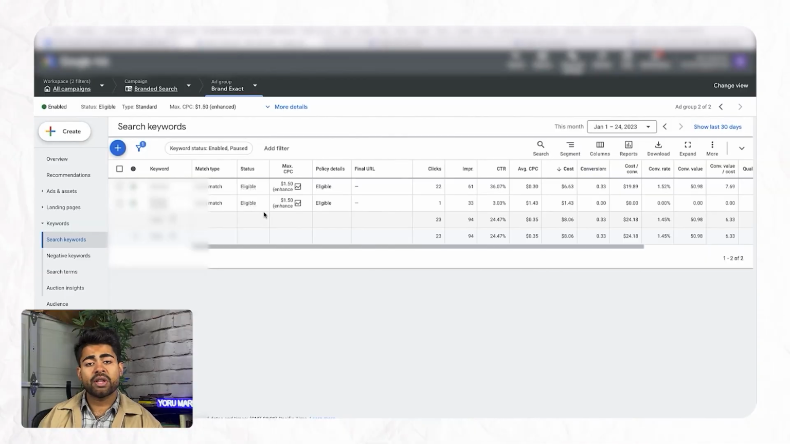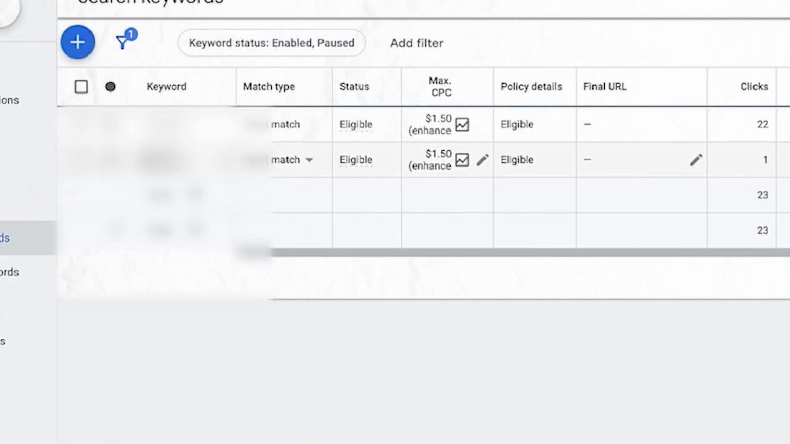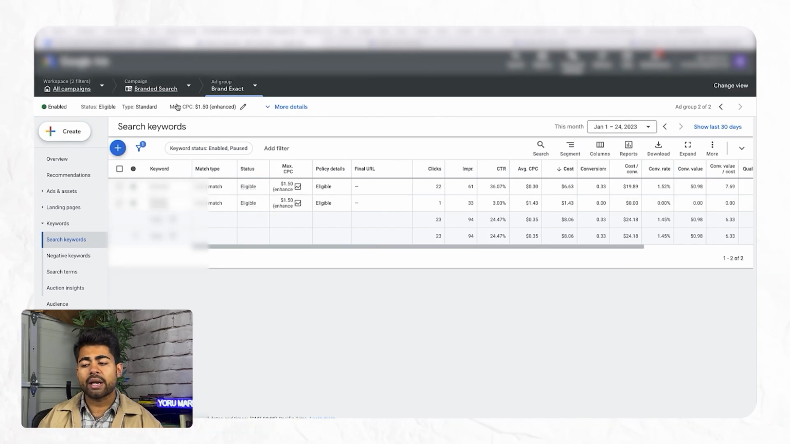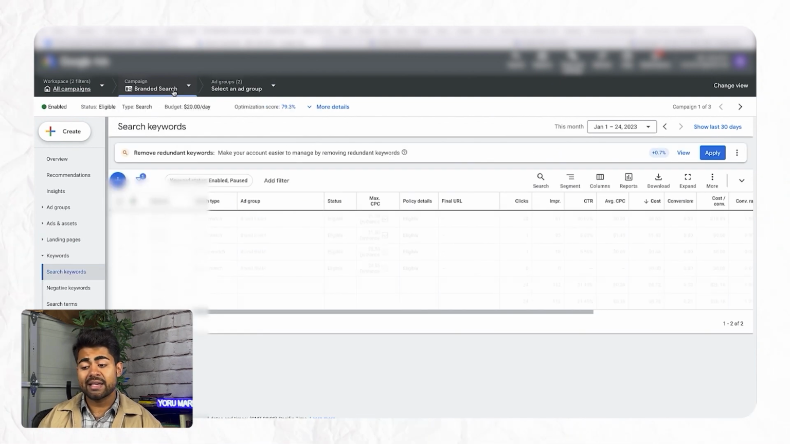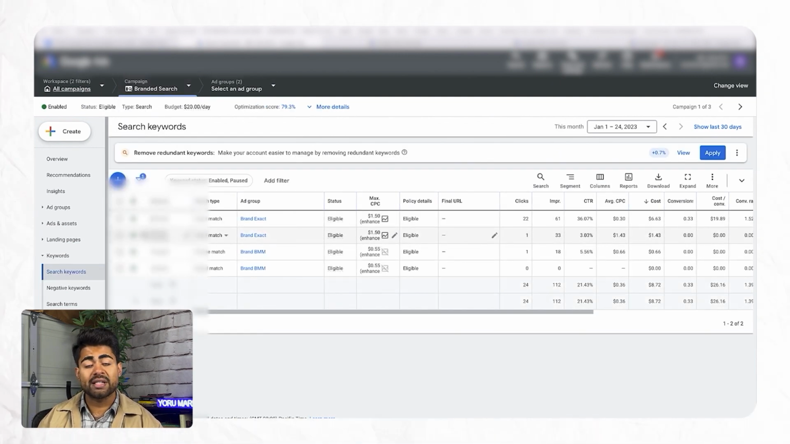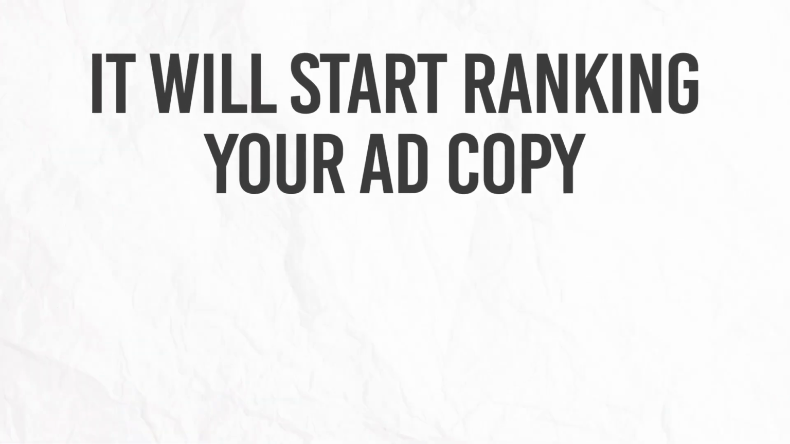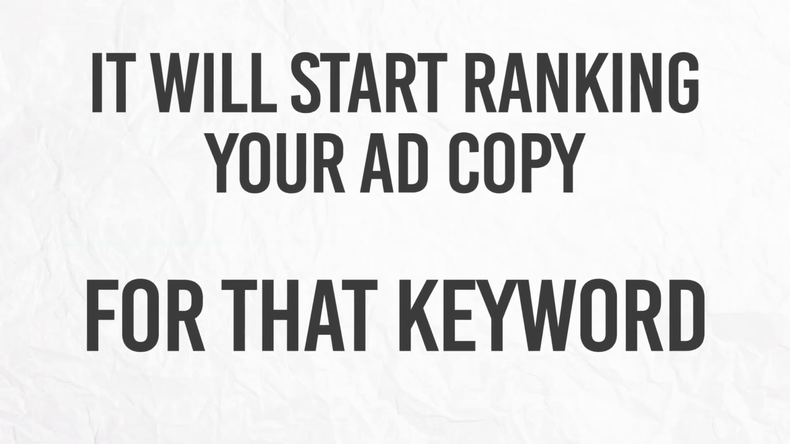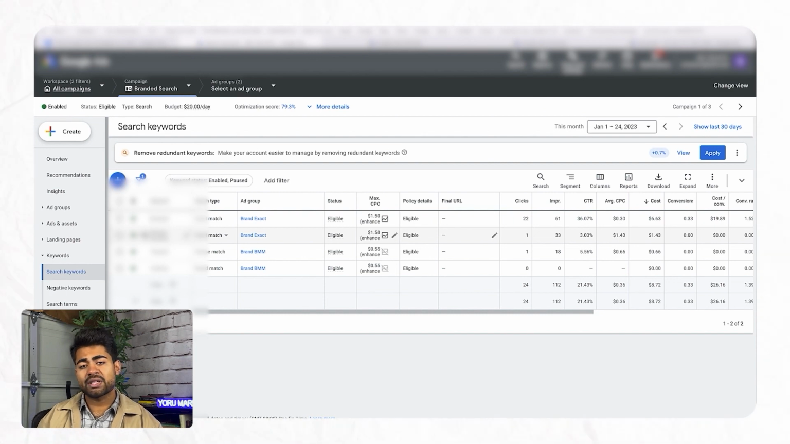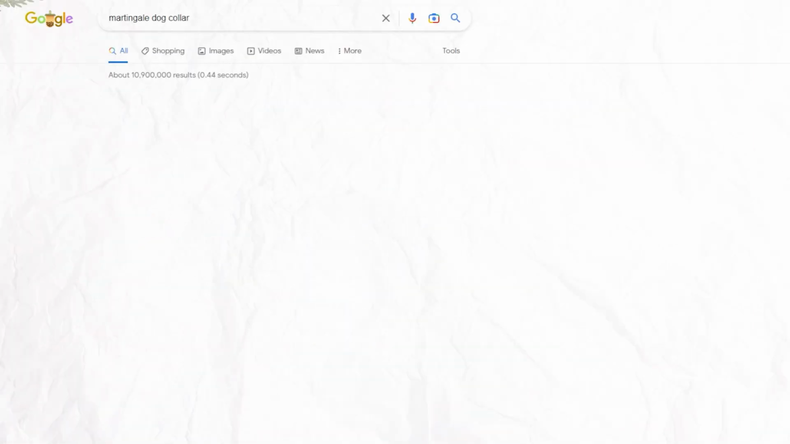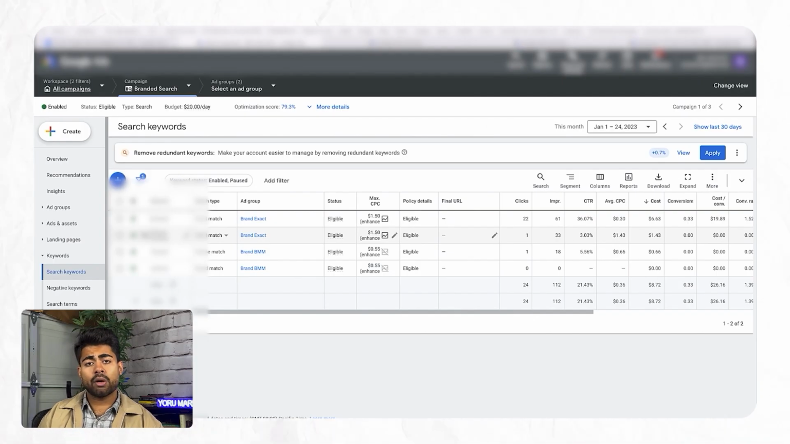Now, the bid limit and the bid strategy itself entirely depends on you. However, the important thing that you must do is you must write your competitors' brand names right over here. So that's essentially what a competitor search campaign is. And what this campaign will then do is it will start ranking your ad copies for that keyword, whatever you have inserted within this ad group. And obviously, if it's a branded search term, then whenever somebody types in your brand's keyword on Google, your ad will show up.